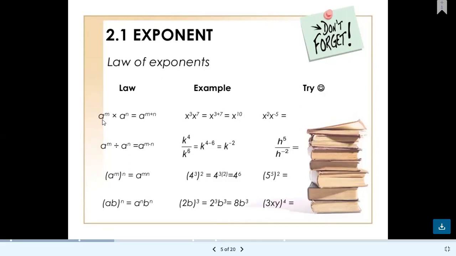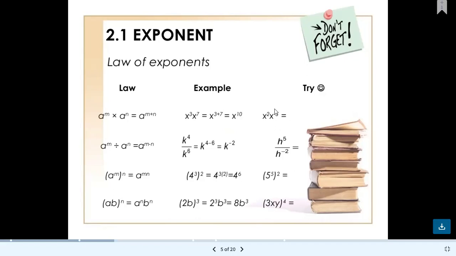For example, a^m multiplied by a^n is equal to a raised to m plus n. So for example, kapag we are multiplying x raised to 3 to x raised to 7 is equal to, yan. So pina-plus natin itong dalawa, yung 3 plus 7. So ang result is x raised to 10.